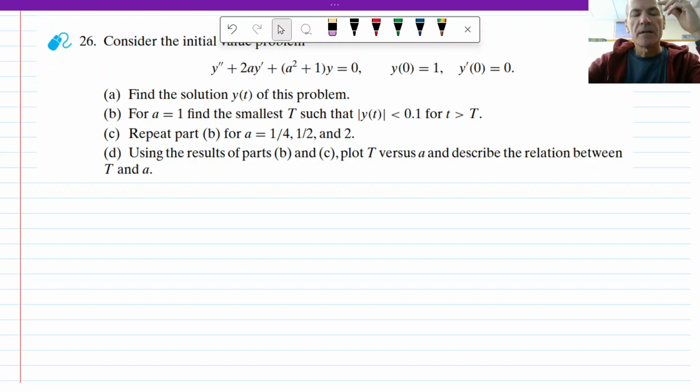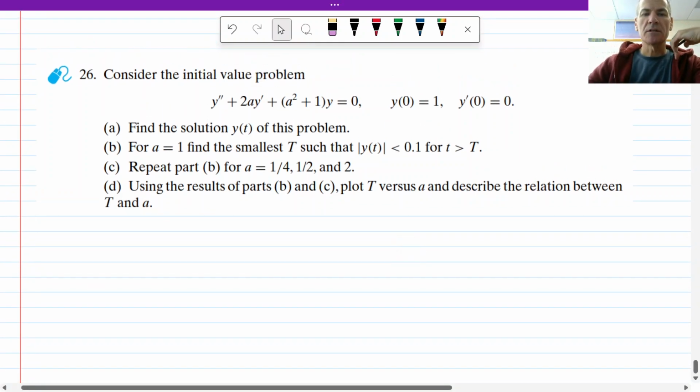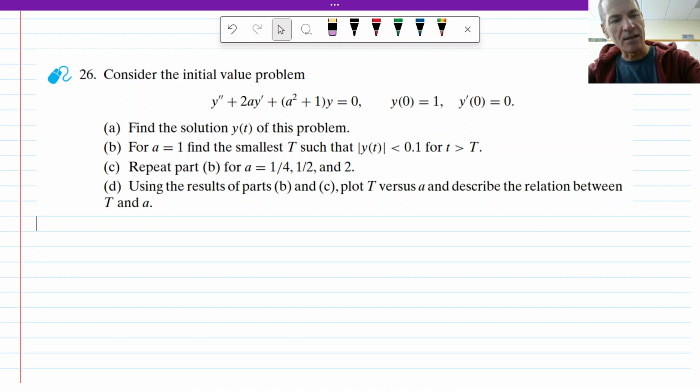Hey there, I had a question about problem 26 in section 3.3, and I thought I would talk through it for everyone who might be interested. Here we have a differential equation with some parameter a, some positive real number parameter a. If you go through and solve this thing, you get essentially damped oscillations. I'm not going to solve it for you, but you get essentially an exponential times trig functions. And the exponential has a negative exponent, so we have decaying oscillations.